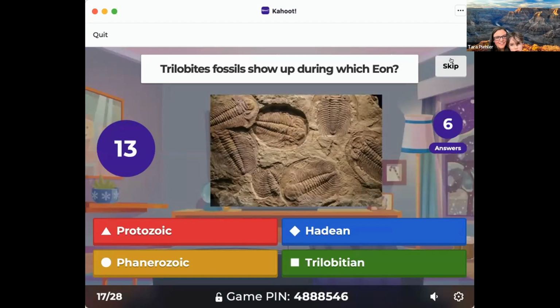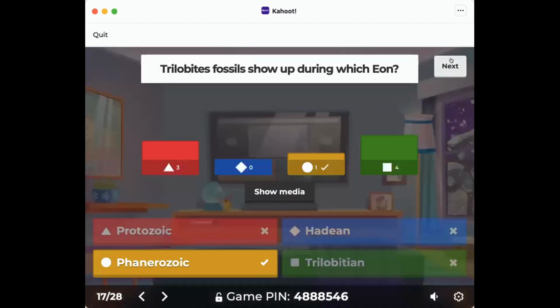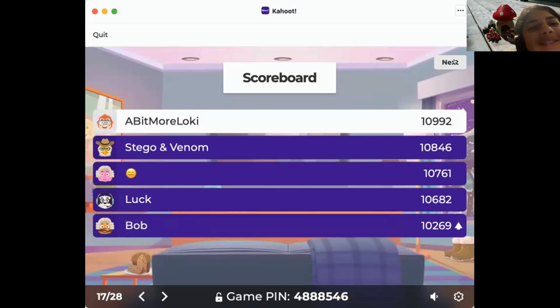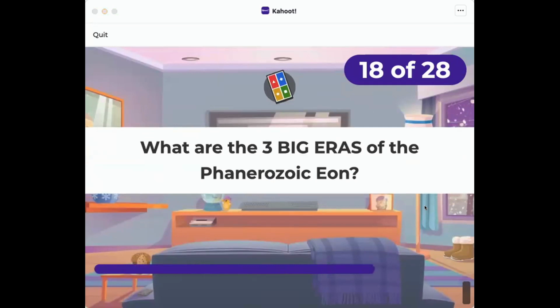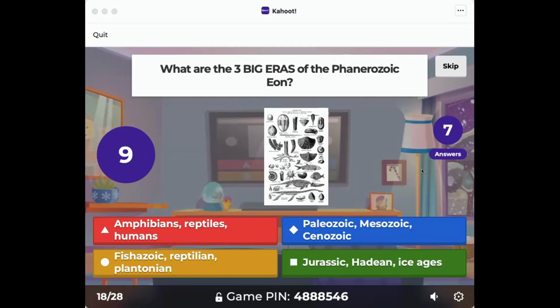I swear to God, I saw Trilobitian. I saw Trilobitian. I'm like, you're kidding. Was not braining. One person got it right. Oh, are we the only ones that got that one right? I think so. Maybe reptiles like you. Nah, it's the Jurassic, Hadean, and Ice Ages.